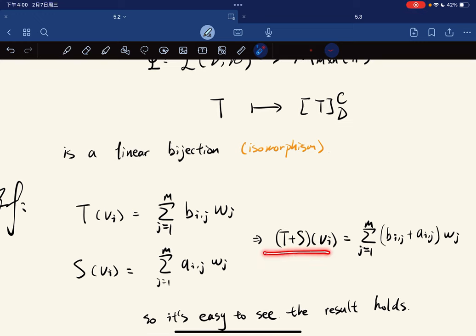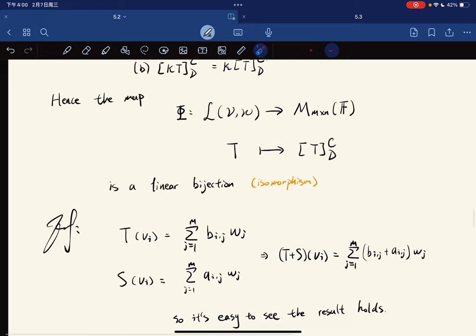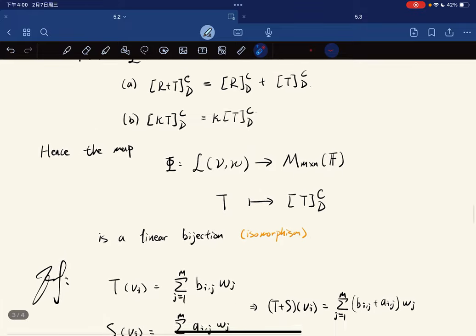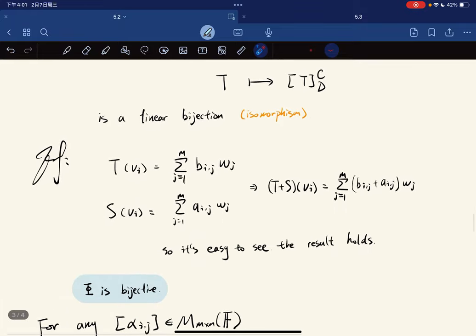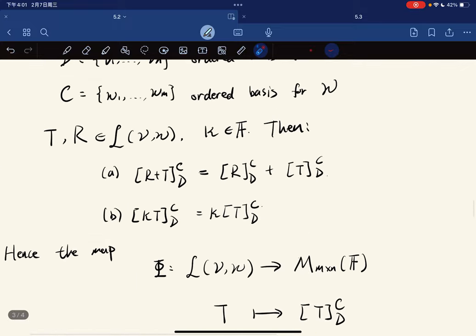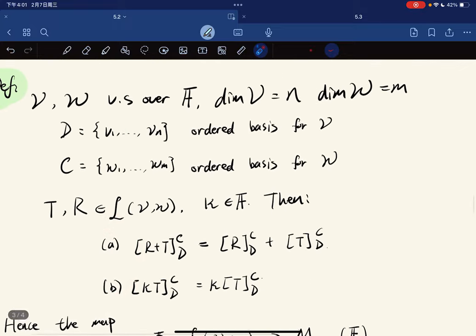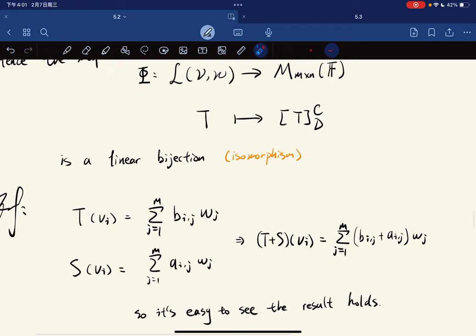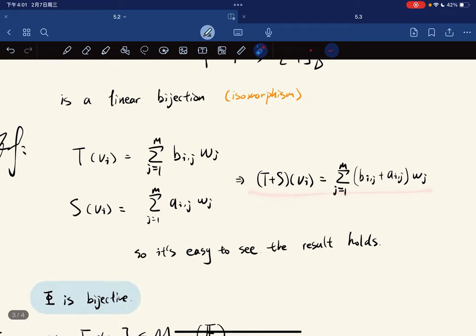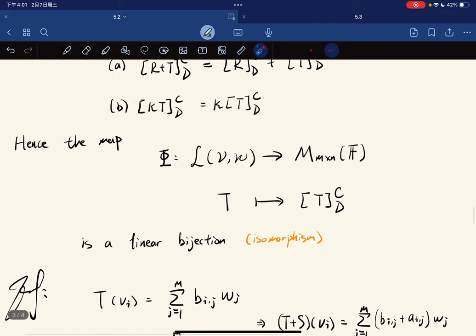So if T of Vi and S of Vi are given, then T plus S of Vi, we just add them up, right? And it's easy to see that the result holds. So it's linear. Right, so the linearity is already proven, and we want to show that it's a bijection. So this mapping is a bijection.